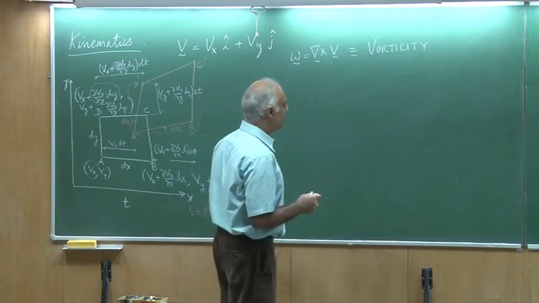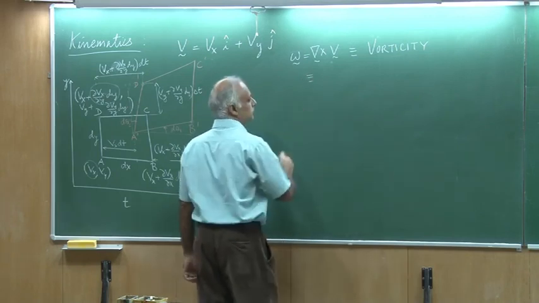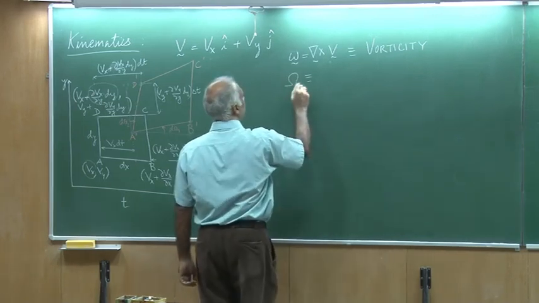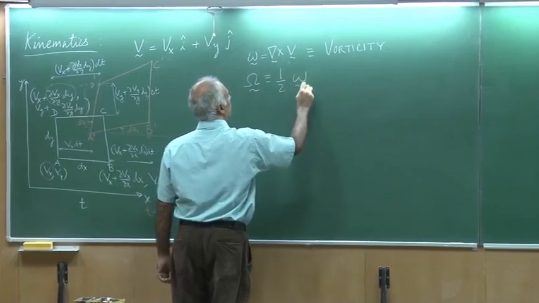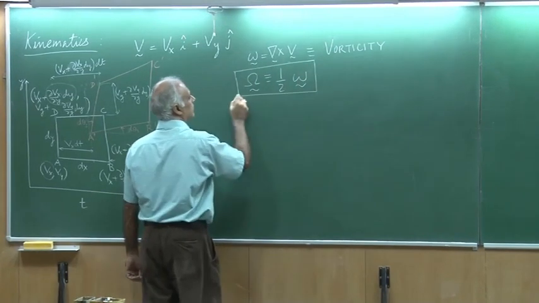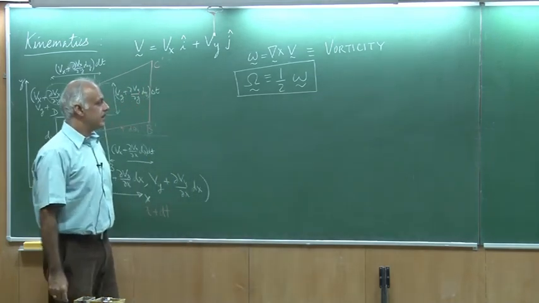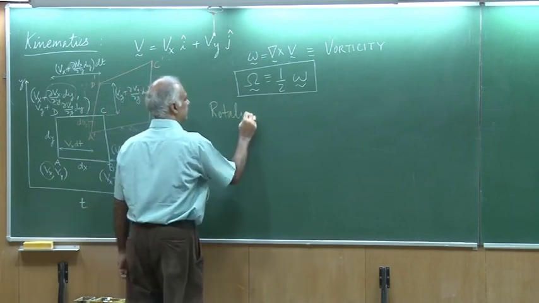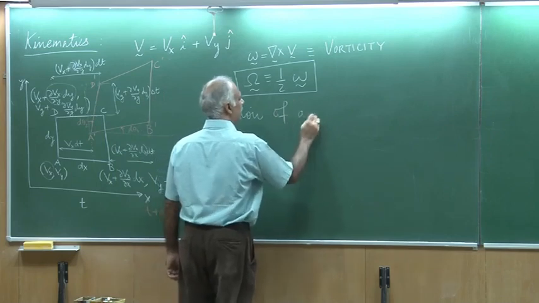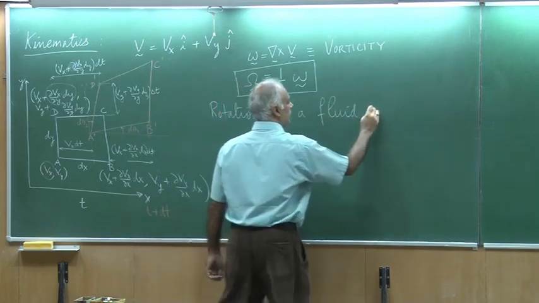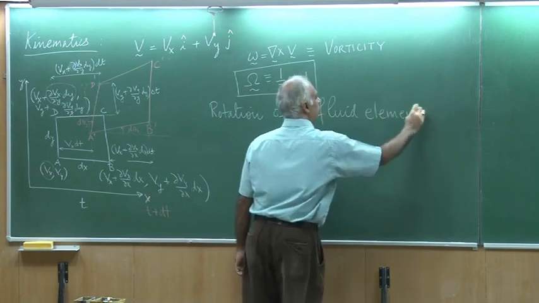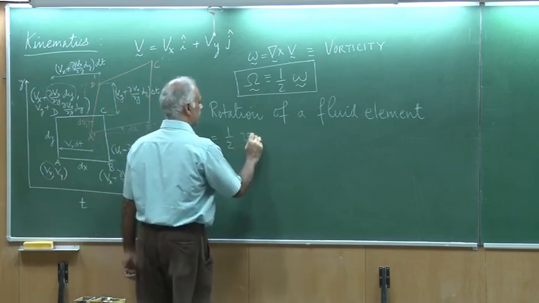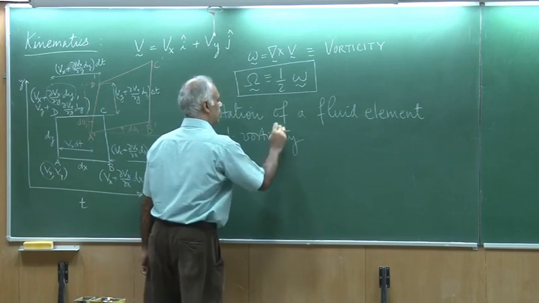And what we are able to see is that this corresponds to, as you can see, omega is half of omega. So, in some sense what we are saying is that the rotation of a fluid element is half of vorticity.